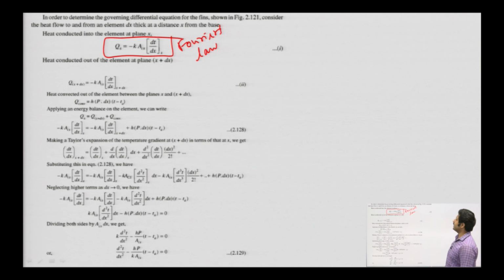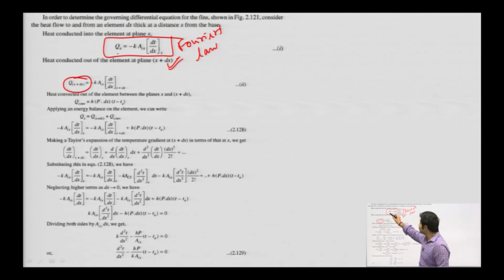So heat conducted out of the element, as we have done in the derivation in the first unit. Heat conducted out of the element at plane x plus dx will be q at x plus dx. It was q at x and it is q at x plus dx. So here it will be x plus dx and nothing else.